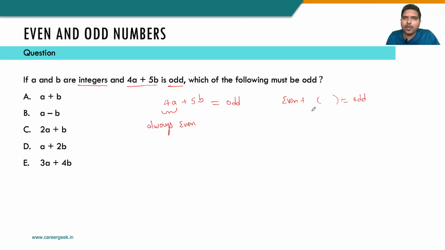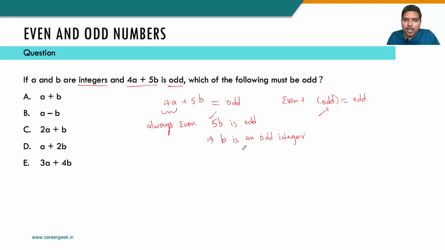Now this is where having prior knowledge will help you come to the decision faster. We know that this has to be odd for sure. Even plus odd, 4 plus 3 is 7. So this has to be odd. That means 5b is odd. Now 5 is odd anyway, so what can we deduce? That b itself also has to be an odd integer. b has to be an odd integer.